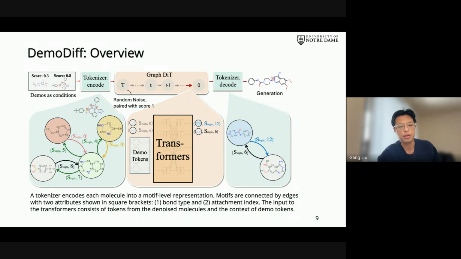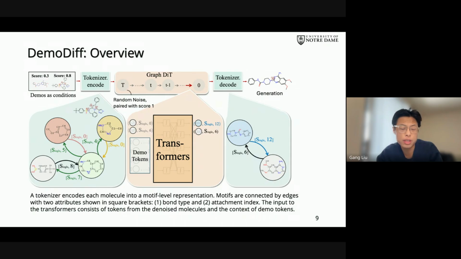So what is a multiple level representation? The bottom left figure gives us one example. In this figure, each node represents a molecule motif. Looking into the motif, you can see each atom has an index. These motifs are connected by directed edges. These edges have two attributes. The first attribute specifies what kind of bond type.